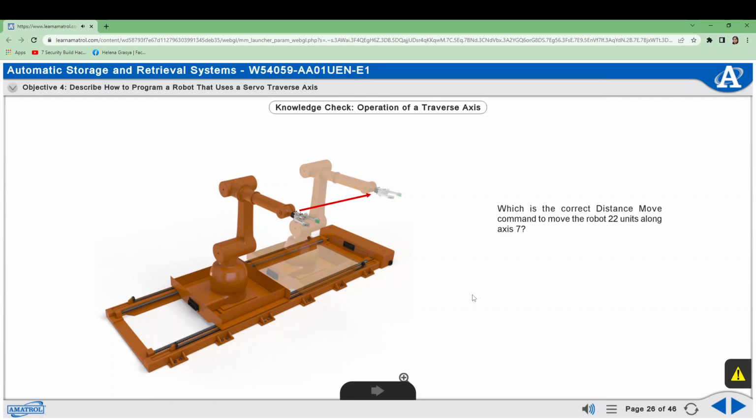Program a robot that uses a servo traverse axis. In this procedure, you will program a robot to move on a traverse axis by using both teach points and the distance move command. Click on the equipment to view the step-by-step instructions for performing this procedure using the selected system.